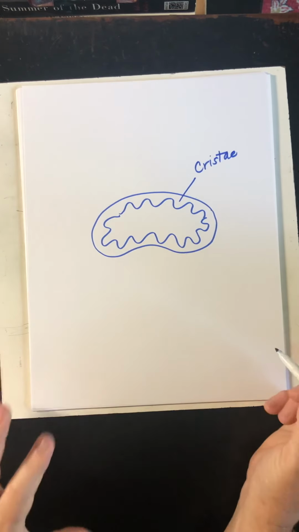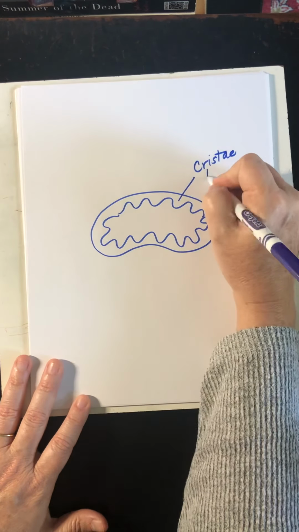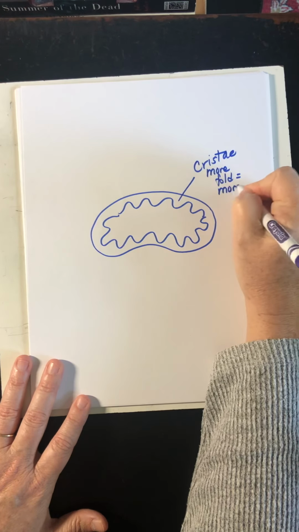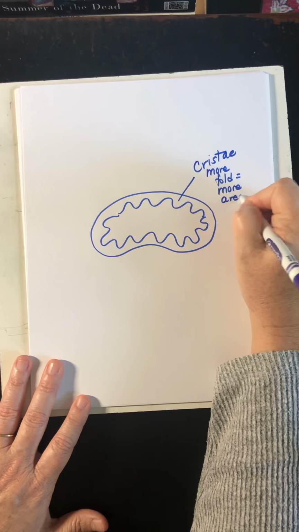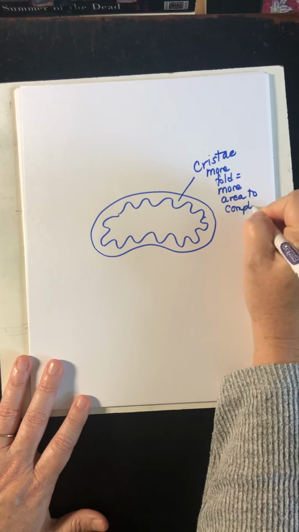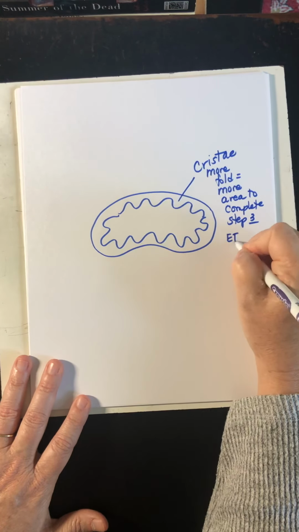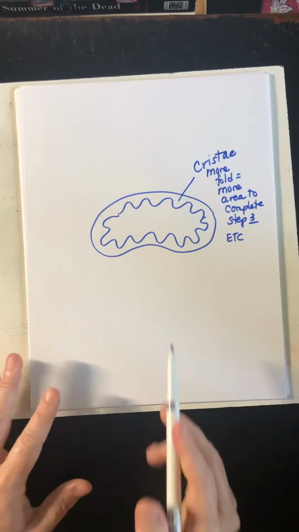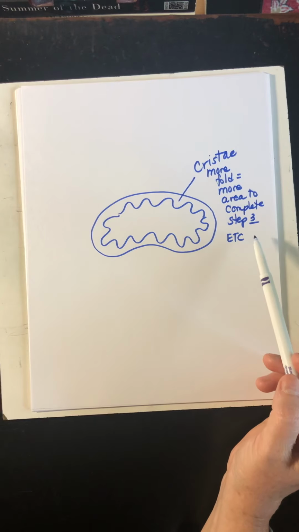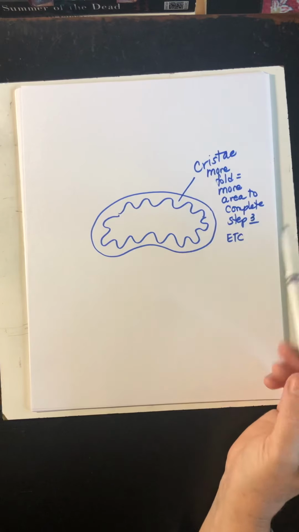If we were actually to look at it really close, it's going to be lots and lots of folds, because the more folds equals more area to complete step 3, your electron transport chain. If you remember from the first video, step 3 is where you get the most energy. So it just gives you a lot more surface area to get a lot more energy done.